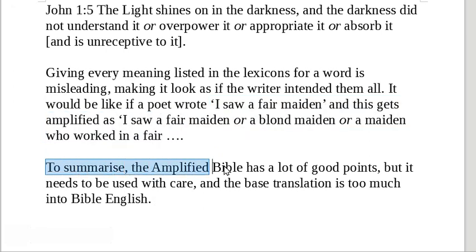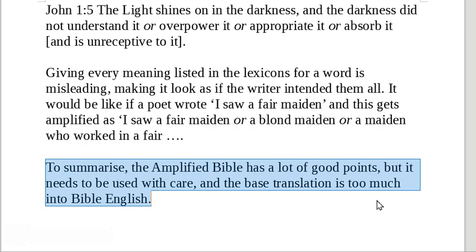To summarize, the Amplified Bible has a lot of good points, but it needs to be used with care, and the base translation is too much into Bible English. Okay, so that's my evaluation of that for whatever anyone might consider it worth.